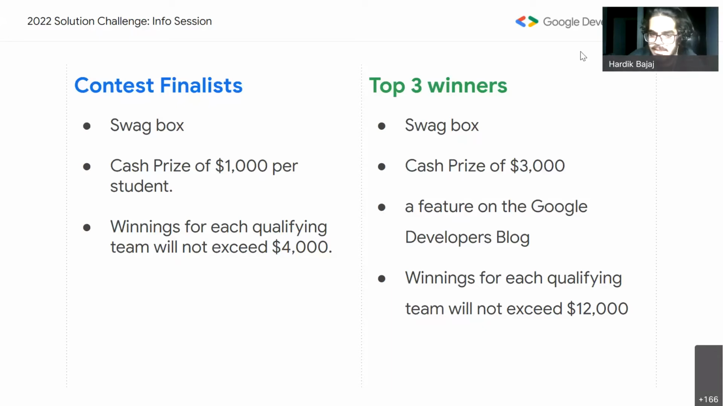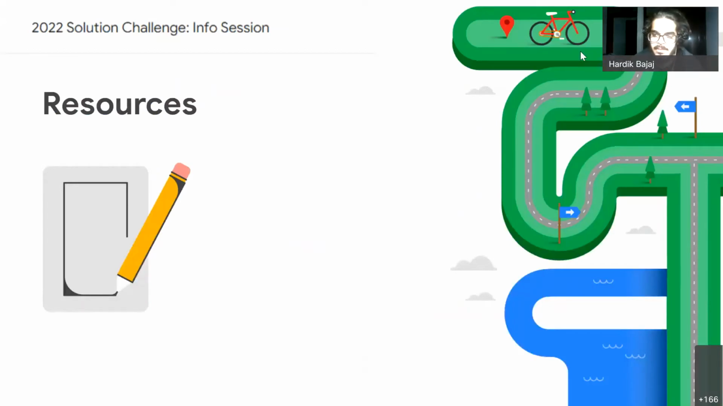As I told you, at max 4 people can be in your team. You can take help from other people, obviously, but during participation, you will have to tell the names of 4 students. Top 3 winners will get a swag box, a cash prize of $3,000, a feature block, and winnings for each qualifying team will not exceed $12,000. So finalists will get $1,000, and the top 3 teams will get an additional cash prize.